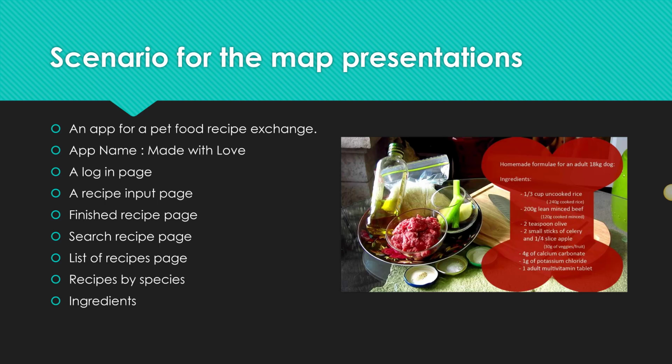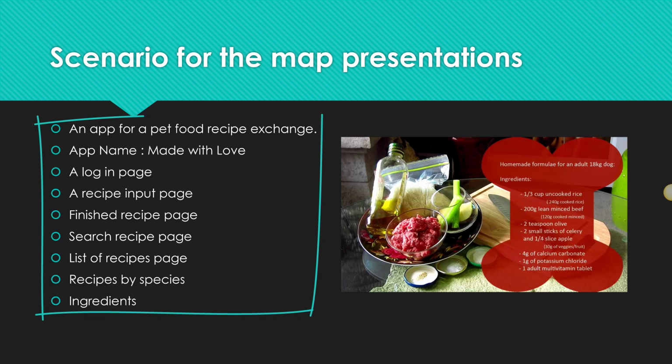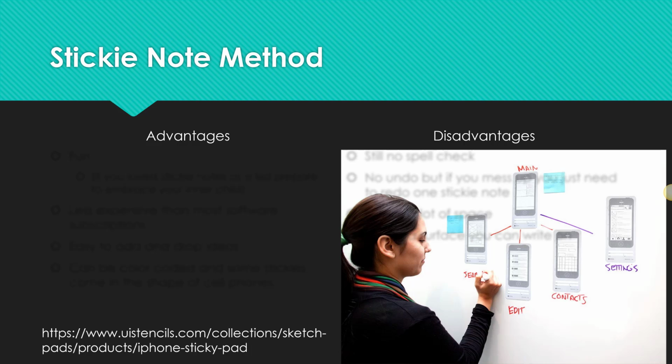Okay, just to review the scenario, we're creating an app for pet food recipe exchange. The app's name is Made with Love. It needs a login page, a recipe input page, a finished recipe page, search recipe page, list of recipes, recipes by species and by ingredients. So we have some things to put into this.